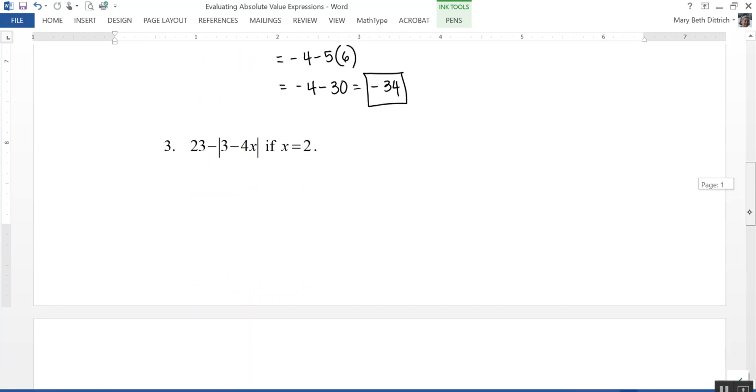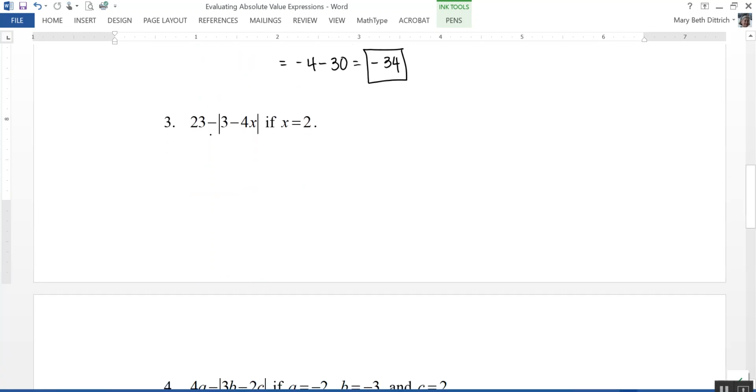Here's an example where we have to substitute in a value. We have 23 minus the absolute value of 3 minus 4x if x is equal to 2. My first step is to substitute in 2 for x. So 23 minus the absolute value of 3 minus 4 times 2 in the absolute value bars. One thing about absolute value bars: make them plenty big so you don't think they're ones. I need to simplify between the absolute value bars. In there I have 3 minus 4 times 2. I have to do my multiplication first. 4 times 2 is 8.